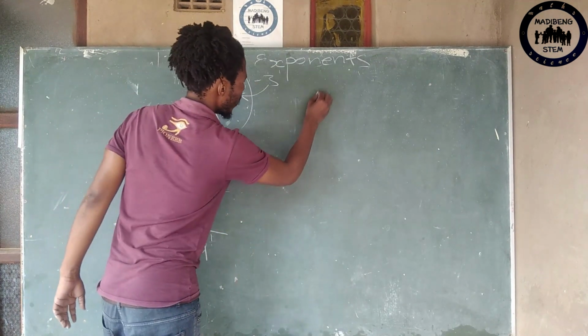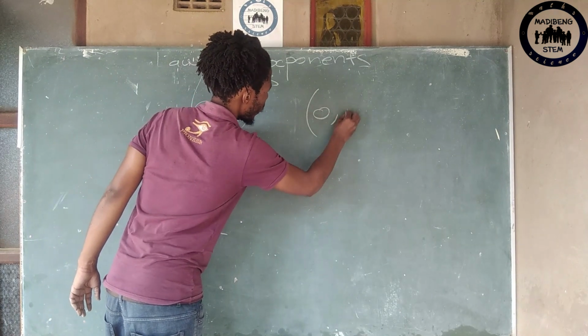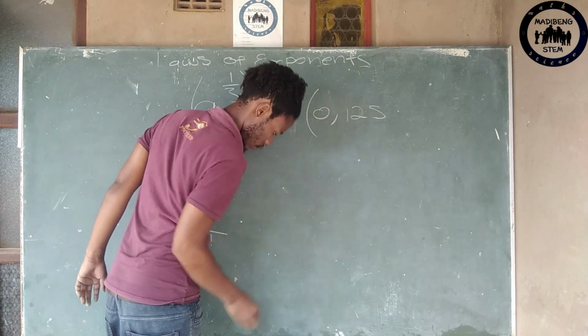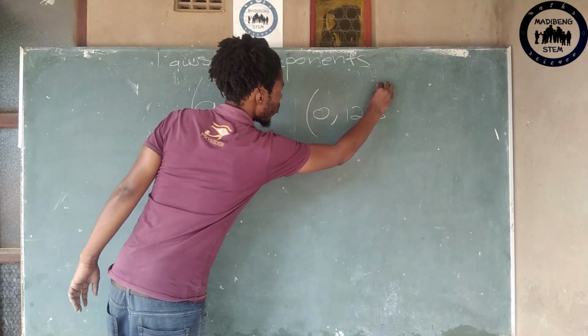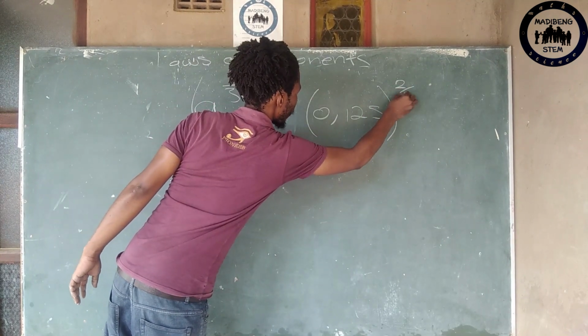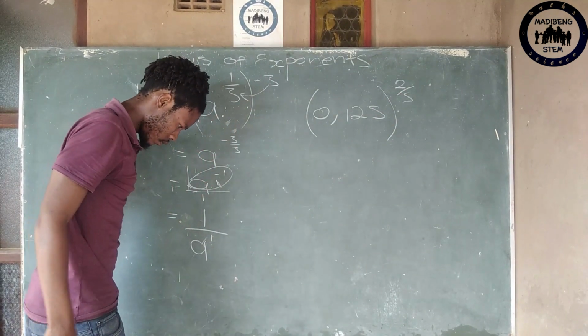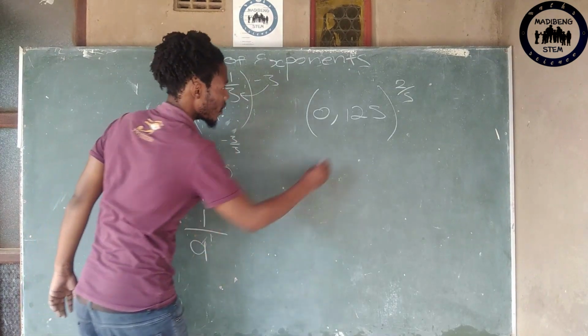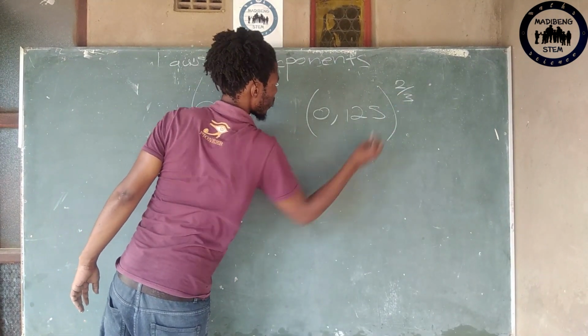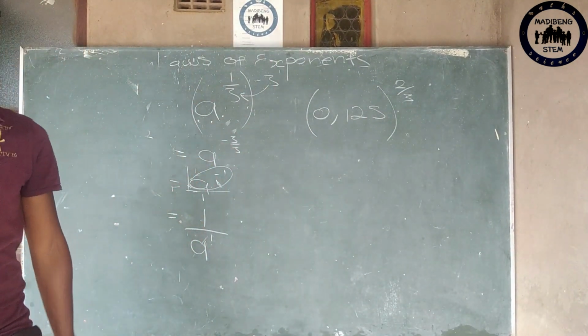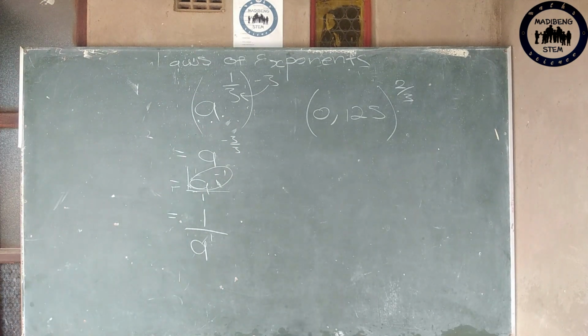So what if now they give you 0,125 to the power 2 over 3? Yeah? To the power 2 over 3. What if you have this now? How are you going to simplify this?